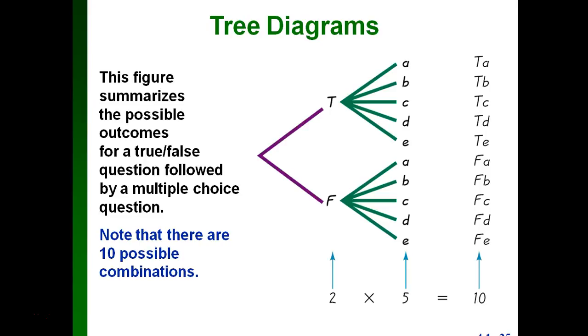So how many different things could happen? 2 in the first, 5 in the second, and so that means I have a total of 10, and this is something called the fundamental counting principle. And it's a nice little shortcut to see how many groupings you have in your sample space.